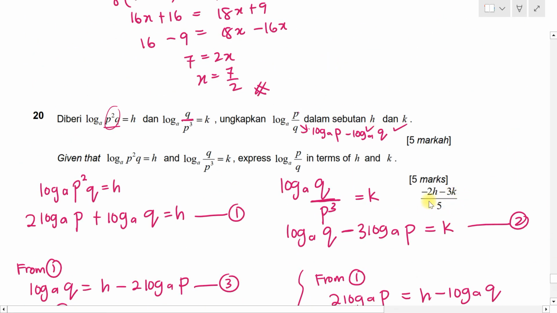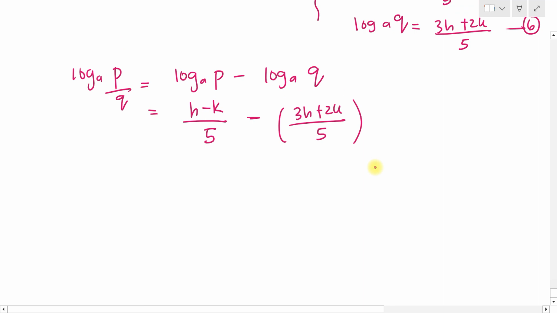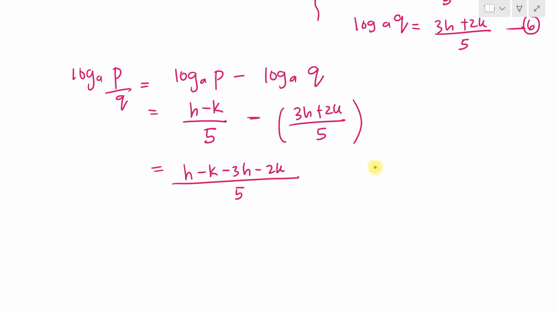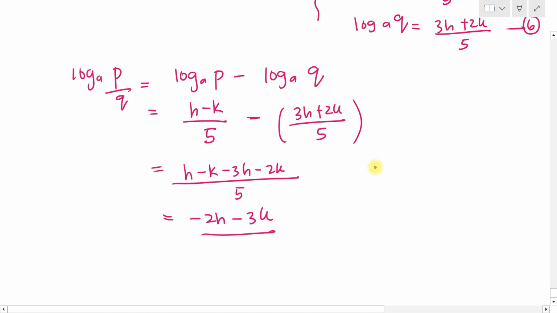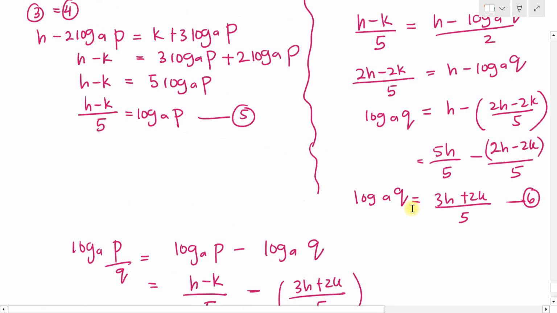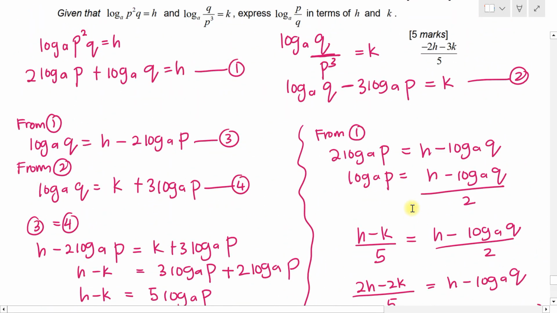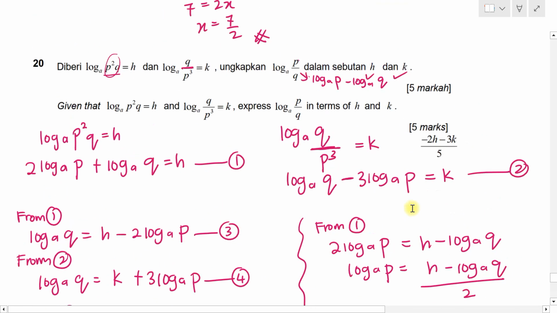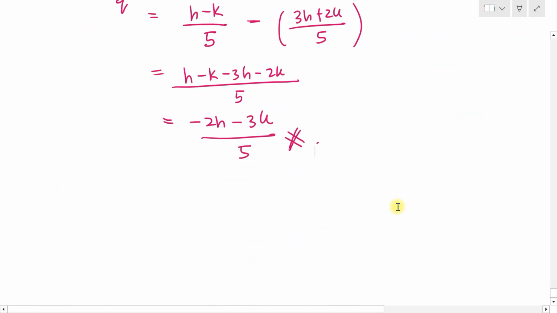Is it close? Maybe close. So let's see. H minus K minus 3H minus 2K over 5. So H minus 3H is negative 2H. Negative K minus negative 2K is negative 3K over 5. Negative 2H, negative 3K over 5. Okay, tally. Quite tricky, very long, challenging.